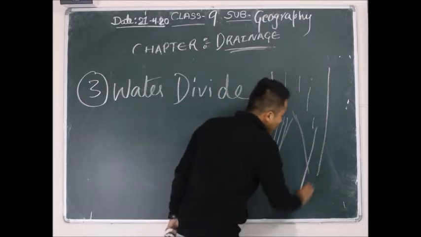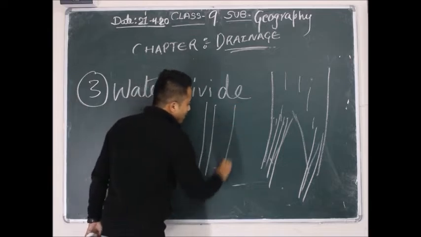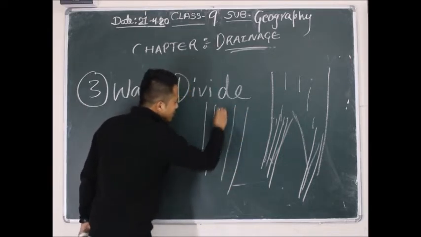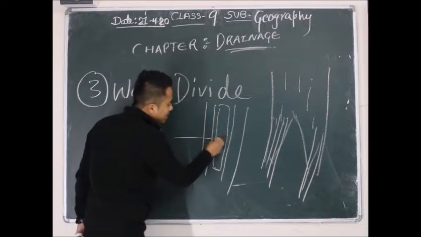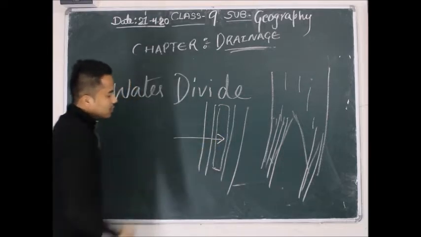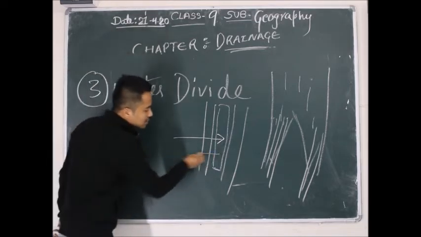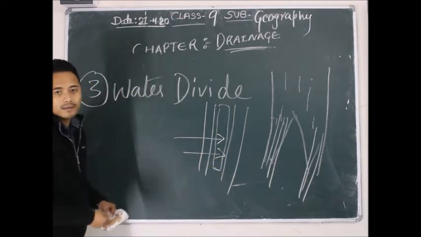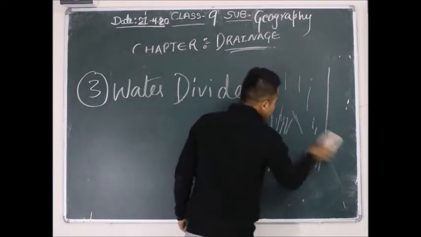In that manner, these mountains divide the river into 2 halves. Or let's say there are 2 rivers, and here is a landmass. The landmass which divides the 2 rivers is called a water divide. Okay. Now let's come to another topic, which is gorge.